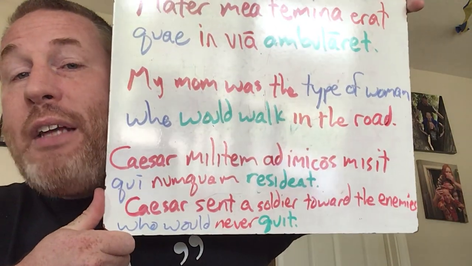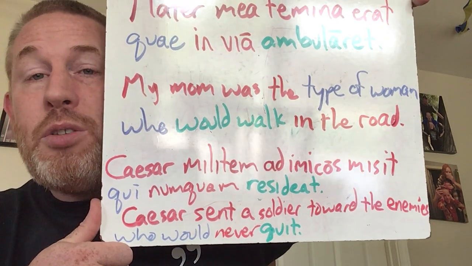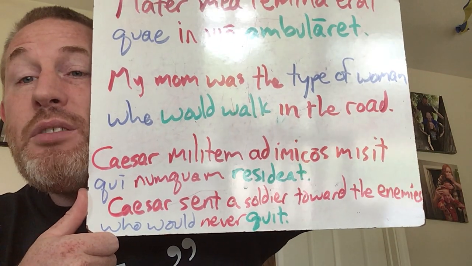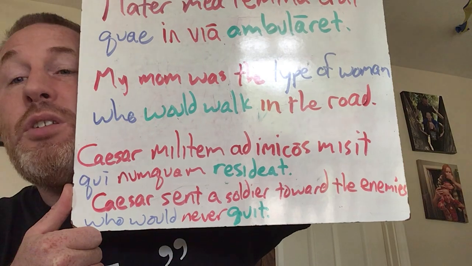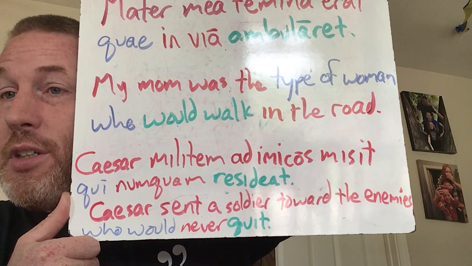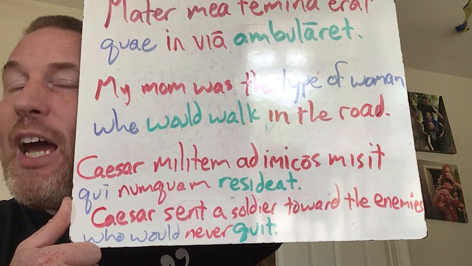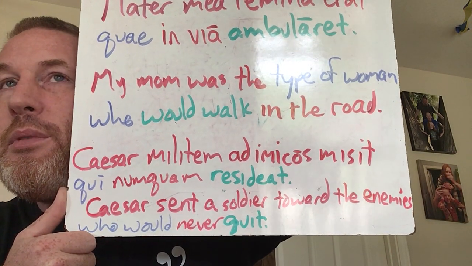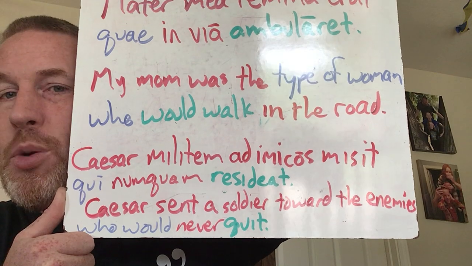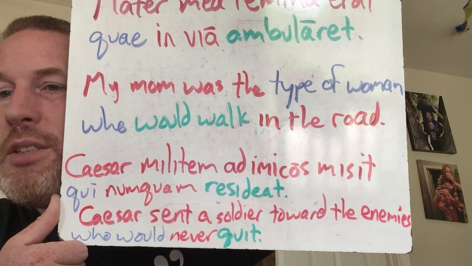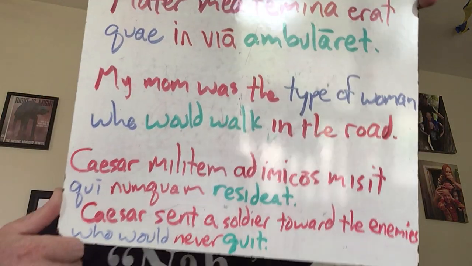Now let's talk about relative clause of purpose, and that's this one right down here. Caesar militem ad inimicos misit qui numquam resideat. Caesar sent a soldier toward the enemies who would never quit. Okay? So, a couple things that are different here. He sent that soldier, not the type of person who would never quit, but for the purpose that he would never quit. So he sent that particular soldier so that he will not quit. So it's a relative clause of purpose.